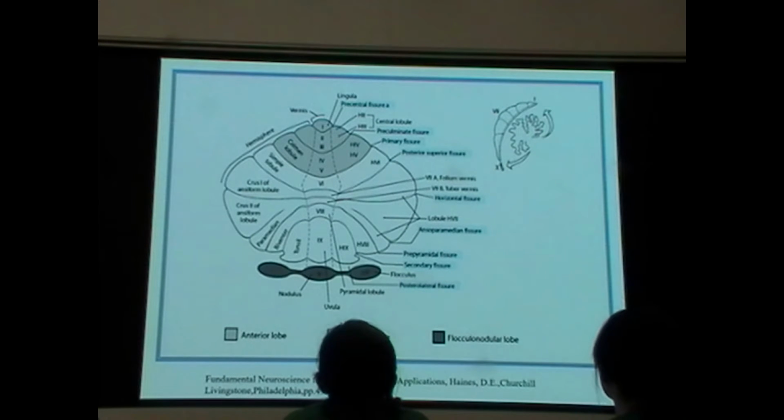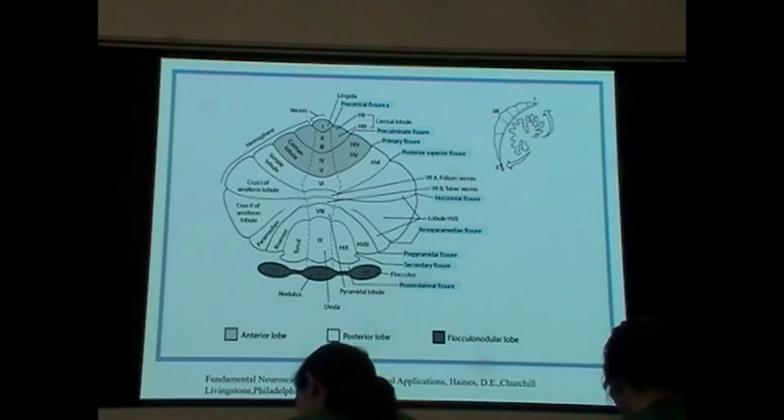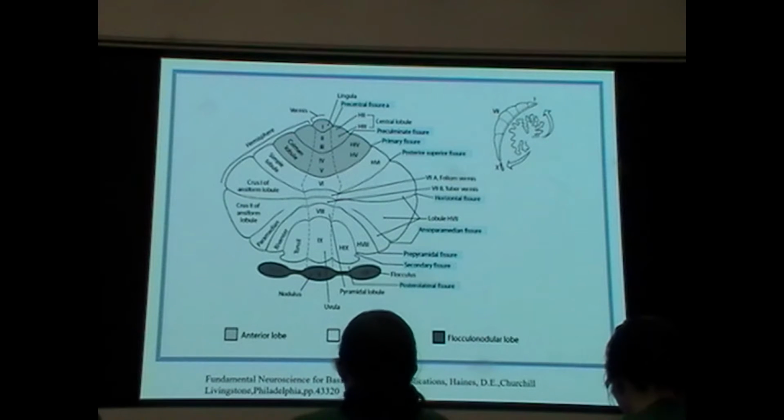Also, that primary fissure, you see the anterior lobe is designated in a light gray, and the posterior lobe in white, and the flocculonodular lobe basically in black. Okay, so those are the 3 lobular areas, or the archicerebellum, the paleocerebellum, and the neocerebellum.